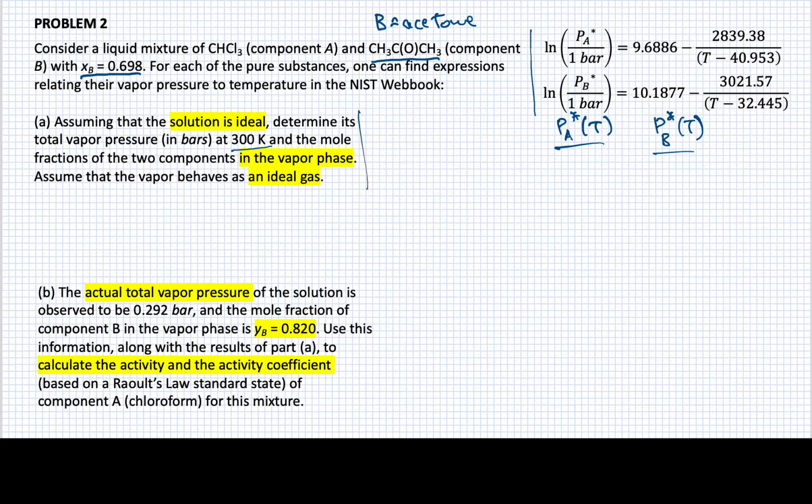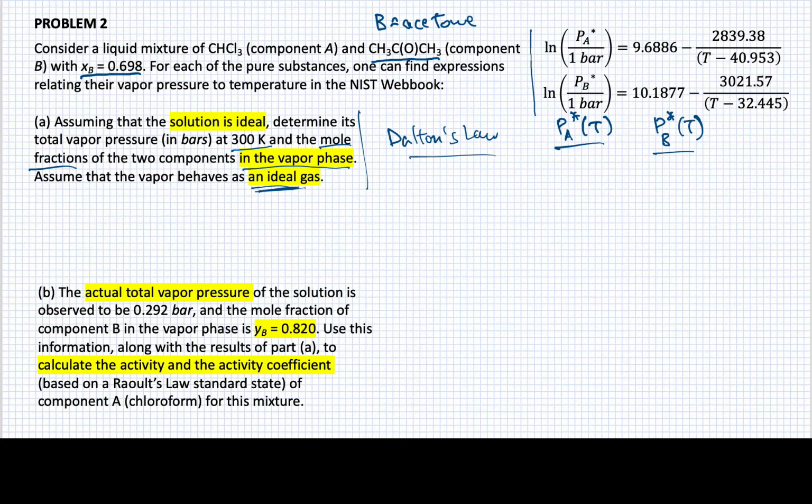And that's essentially what you're going to do in part A. We're going to treat this as an ideal gas. So when you're done finding the vapor pressure of this solution, then you'll need to convert to find the mole fractions in the vapor phase. And this is what we're going to assume an ideal gas. So remember, for an ideal gas, Dalton's law is the operable way to convert from partial pressures to mole fractions.